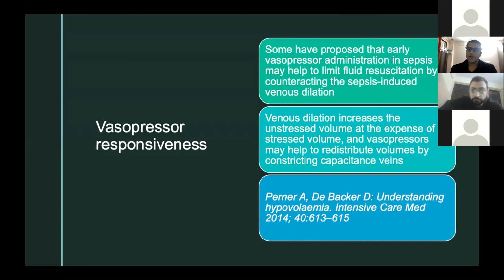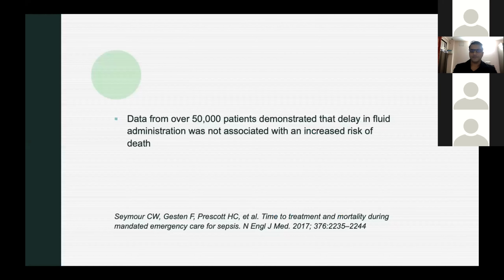According to this study, some have proposed that early vasopressor administration in sepsis may help to limit fluid resuscitation by counteracting the sepsis-induced venous dilatation. Now, venous dilatation increases the unstressed volume at the expense of stressed volume, as we discussed in the previous slides. And vasopressors may help us to redistribute volumes by constricting the capacitance veins, that is, by decreasing the unstressed volume, augmenting the stressed volume, and increasing the cardiac preload and the cardiac output.